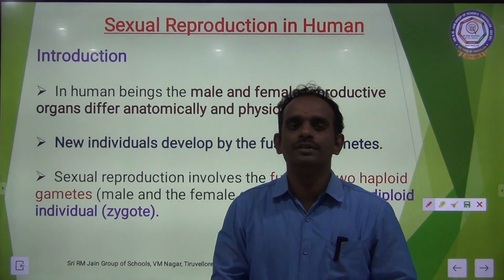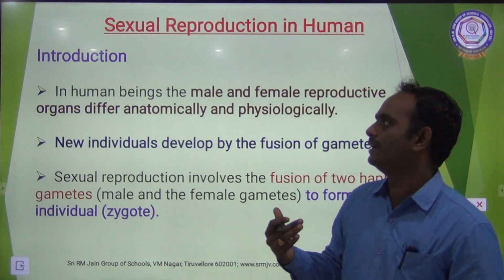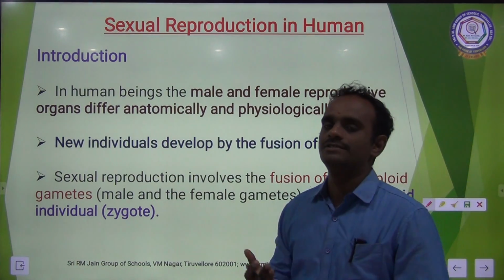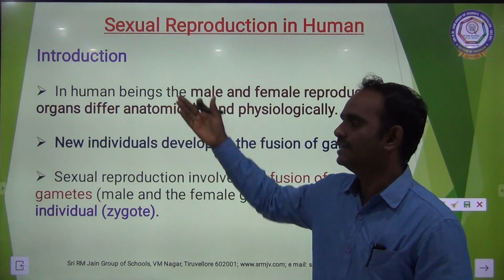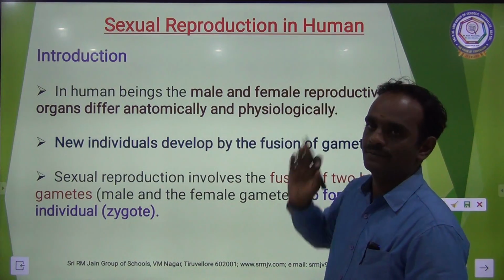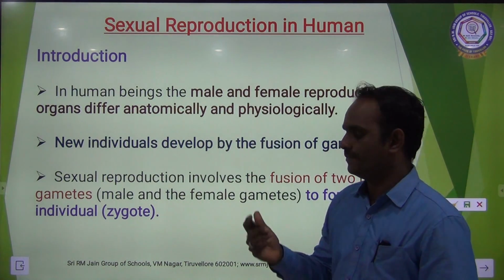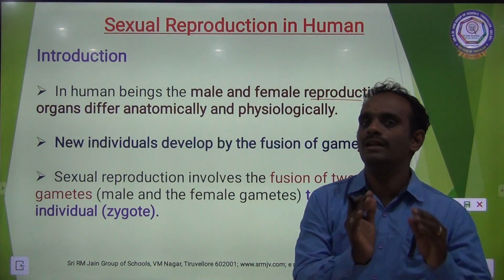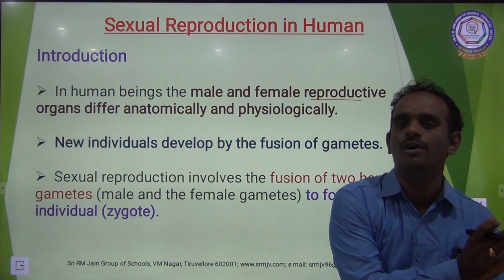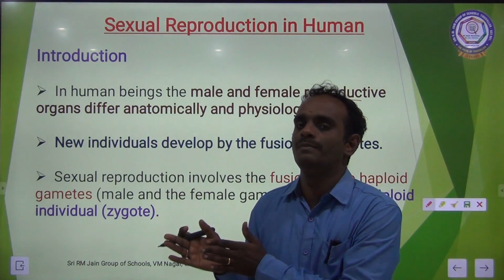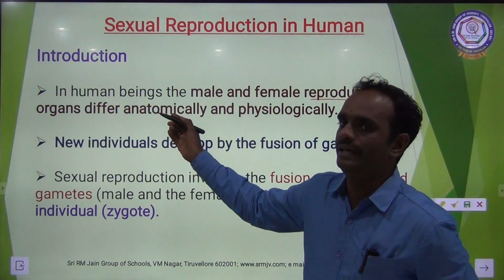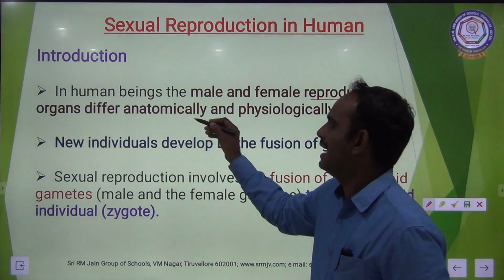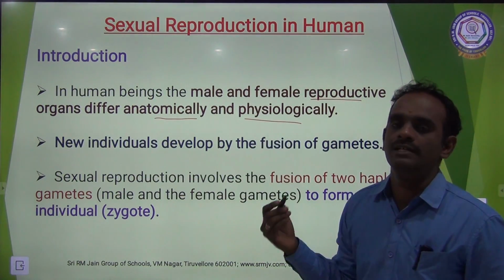Today we are going to discuss the new subtopic, sexual reproduction in humans. Before going into this topic in detail, first we will see the introduction about reproduction. In human beings, the male and female reproductive organs: a male person has male reproductive organs and a female person has female reproductive organs. They differ anatomically and physiologically.